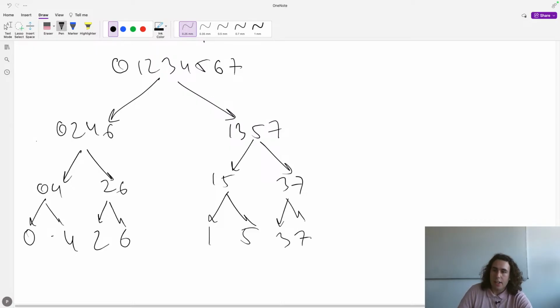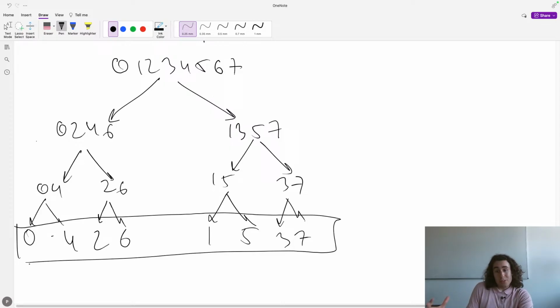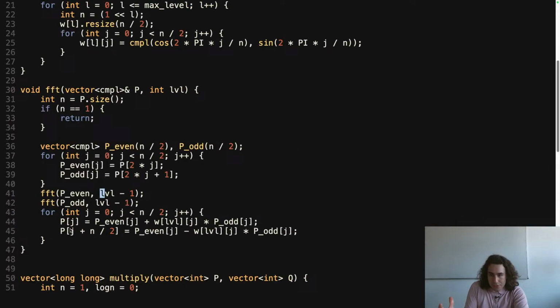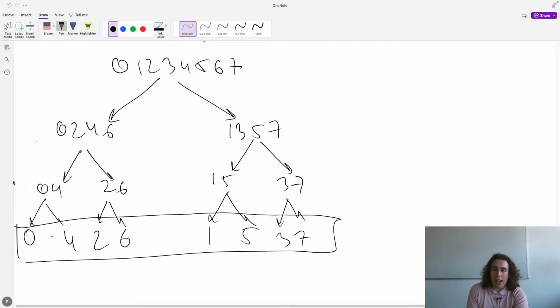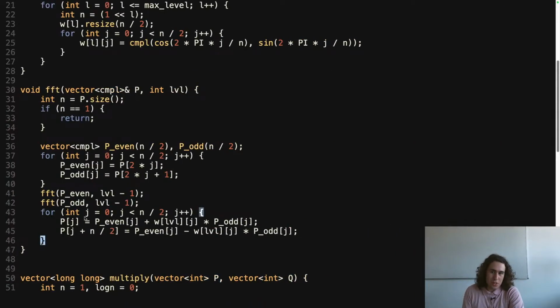Okay? So we first need to just reorder our input in some order, and then after that we're doing basically merge sort, right? We're taking two halves and we're somehow computing the whole thing using these two halves. But we're just not doing merge, we're actually doing something simpler. We're doing this.